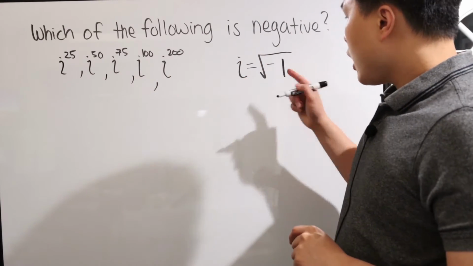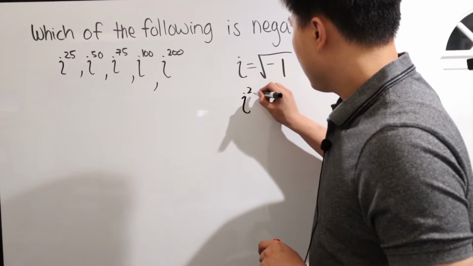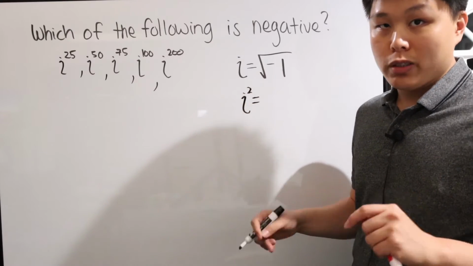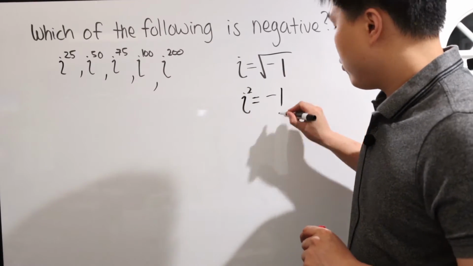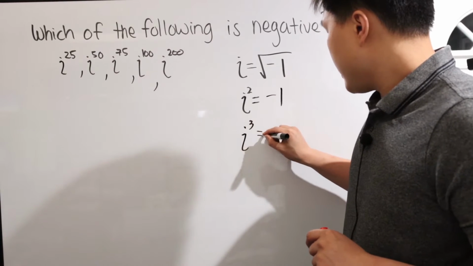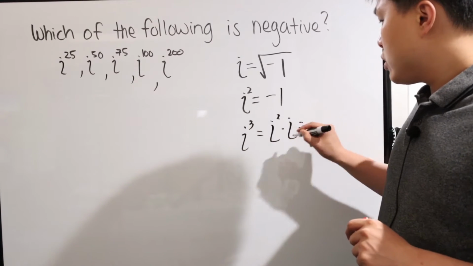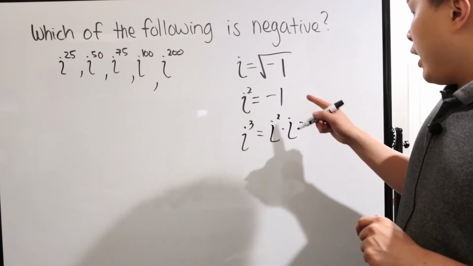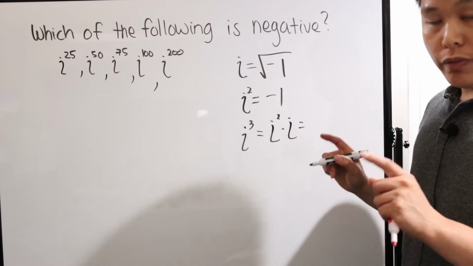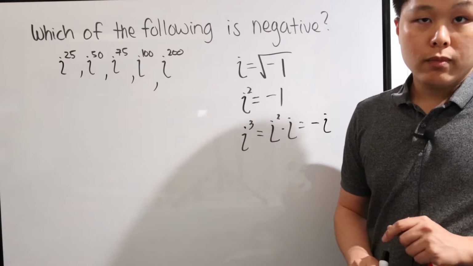So i equals the square root of -1. i squared is just the square root of -1 times the square root of -1, so you can guess it, it's just -1. i cubed is technically just i to the second power times i, and i to the second power is -1. You could write it as the square root of -1, but a lot of people love the common notation of just making it -i.